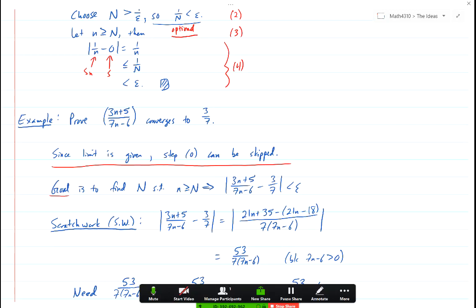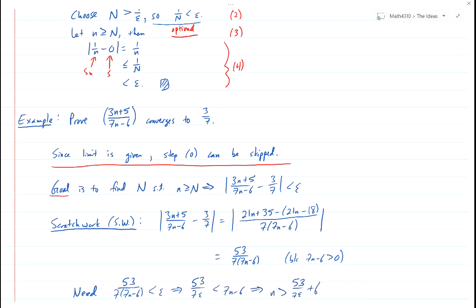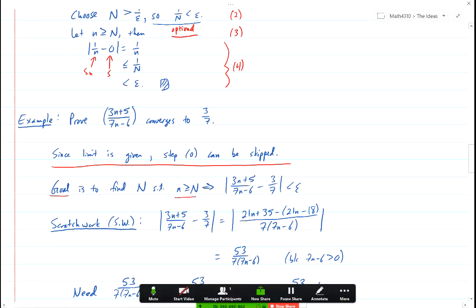Now, before we dive into the proof, this is a little bit harder of a sequence to work with, or it's not as clear maybe what the capital N should be. So we know that our goal ultimately is to construct this capital N such that when little n is chosen greater than or equal to capital N, then the distance between Sn, which is (3n + 5)/(7n - 6), and its limit, which we're told is 3/7, has to be less than epsilon.